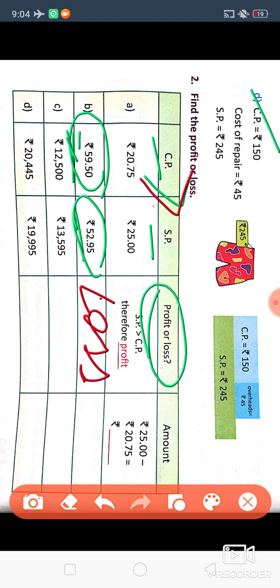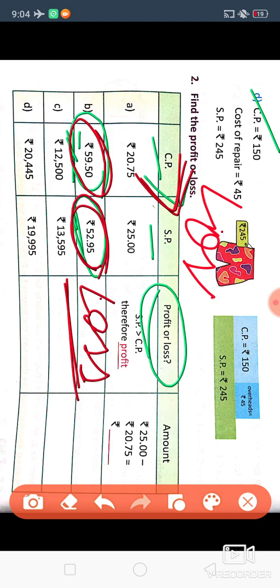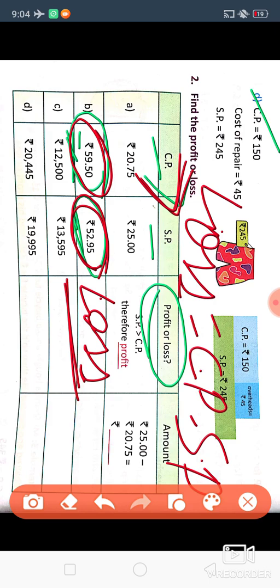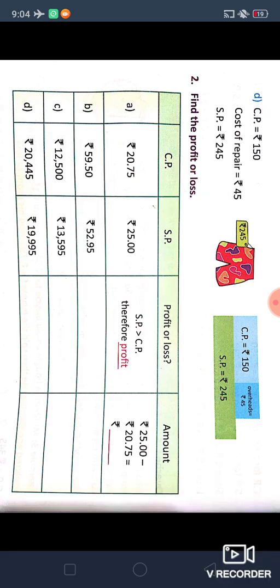Many times we have done this: whenever CP is greater than SP, it means we are buying at more and selling at less. Look at here, we are buying at 59.50 and selling at 52.95. We are selling at less money, so there will be loss. And what do we know about loss? Loss is equal to CP minus SP.